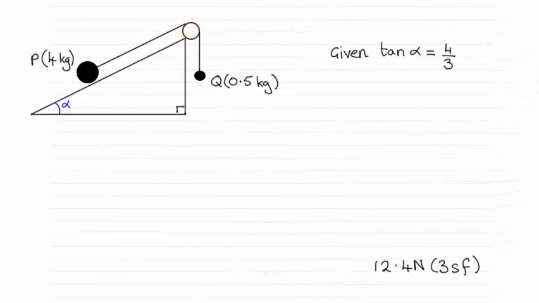Hi there. Now in this question we're asked to find the magnitude of the resultant force exerted by the string on this pulley here. And it turns out to be 12.4 newtons to three significant figures. So as usual, what I'm going to do is take you through this very slowly, but you might want to fast forward, okay?